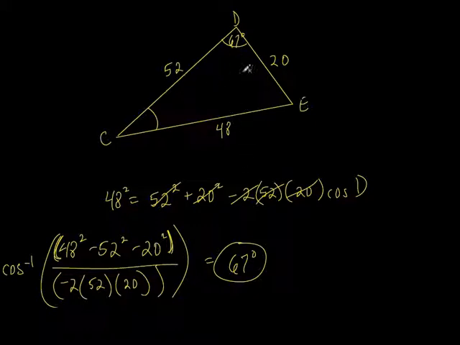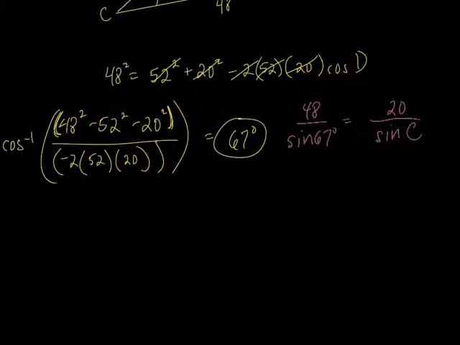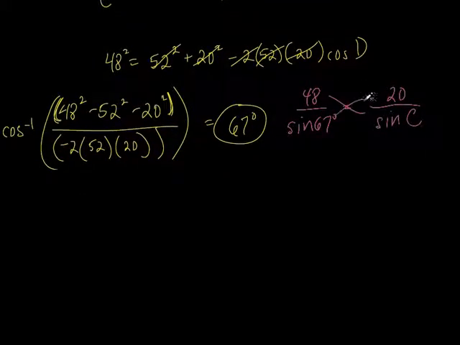So now I know an angle and a side opposite. What do you want to find? Let's find C, since we're finding that, okay? So let's set it up like this. 48 over the sine of 67. Remember, this angle has to be opposite this side, so I have to use those. Equals. Now, if I want to use angle C, I have to use this side 20 right here. So I use 20 over the sine of C.